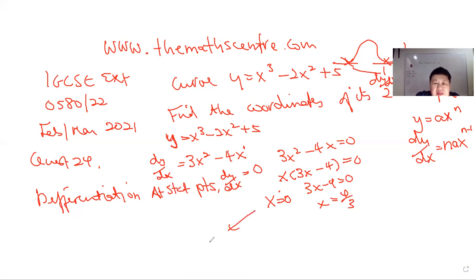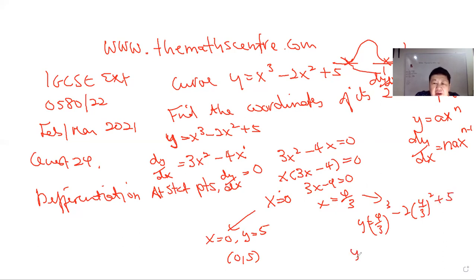Now, let's go to the first answer. If x is 0, substitute x equals 0 into your y. You get 0, 0, it will be 5. So (0, 5). The other one, substitute x equals 4 over 3 back into the original curve. So your y will be (4/3) cubed minus 2 times (4/3) squared plus 5. Use a calculator to guide you. Punch in your numbers and you work out that y is actually 3 and 22 over 27.